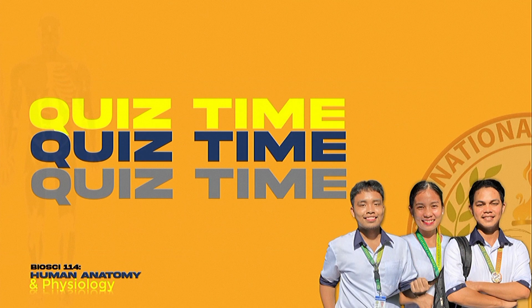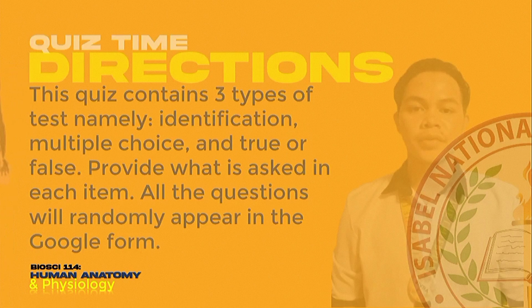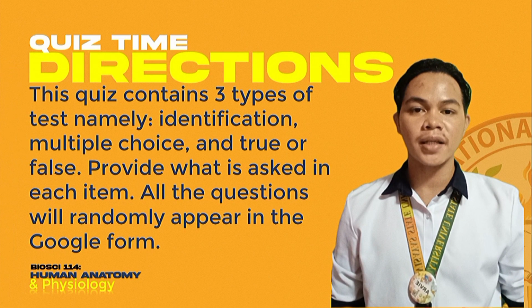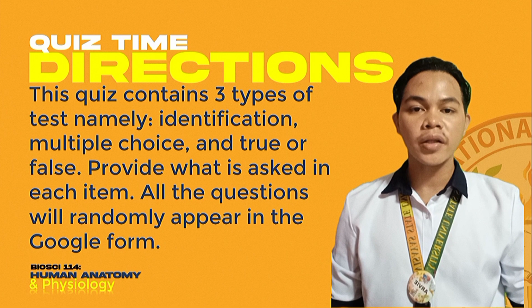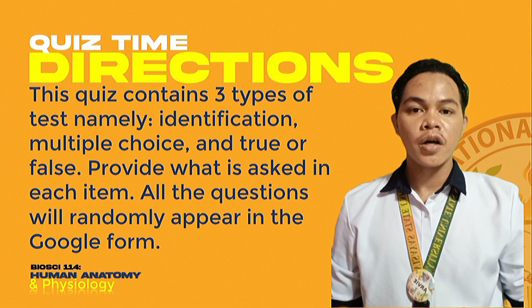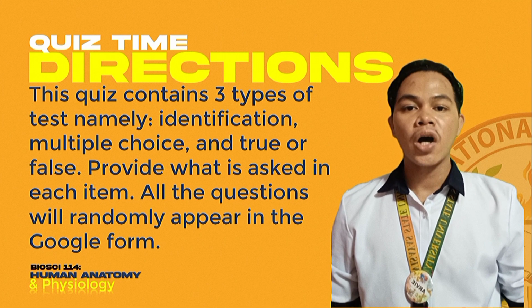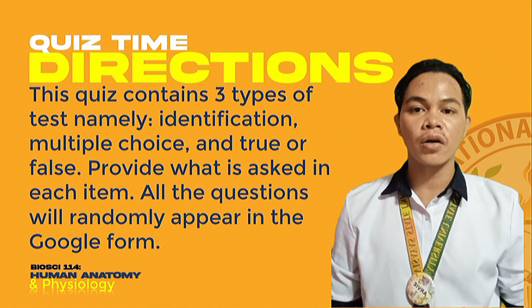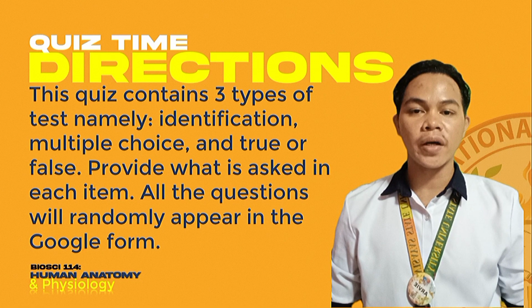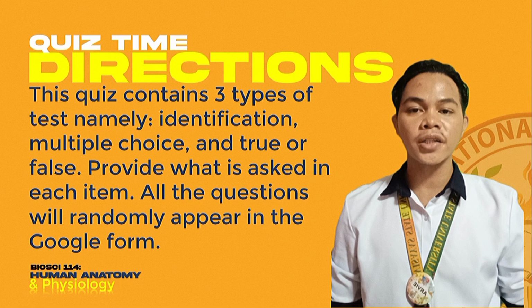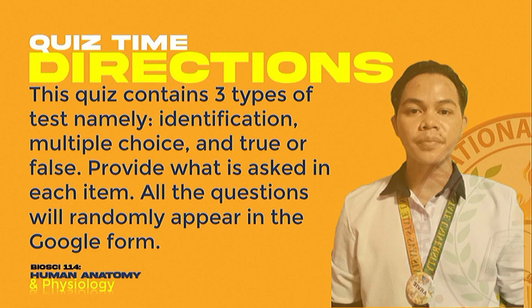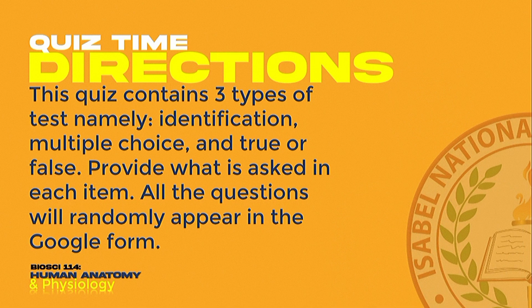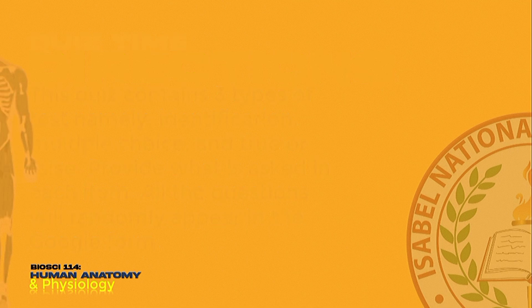Let us give a round of applause to all of us for making it to the end of our discussion. But to make sure you have learned something from our discussion, it's quiz time. Here is the instruction. This quiz contains 3 types of tests, namely identification, multiple choice, and true or false. Provide what is asked in each item. All the questions will appear randomly in the Google form. I will give you 10 minutes to answer the quiz. Your timer starts now. Time is up. Those who are not able to submit their quiz on time will have a corresponding deduction of points.